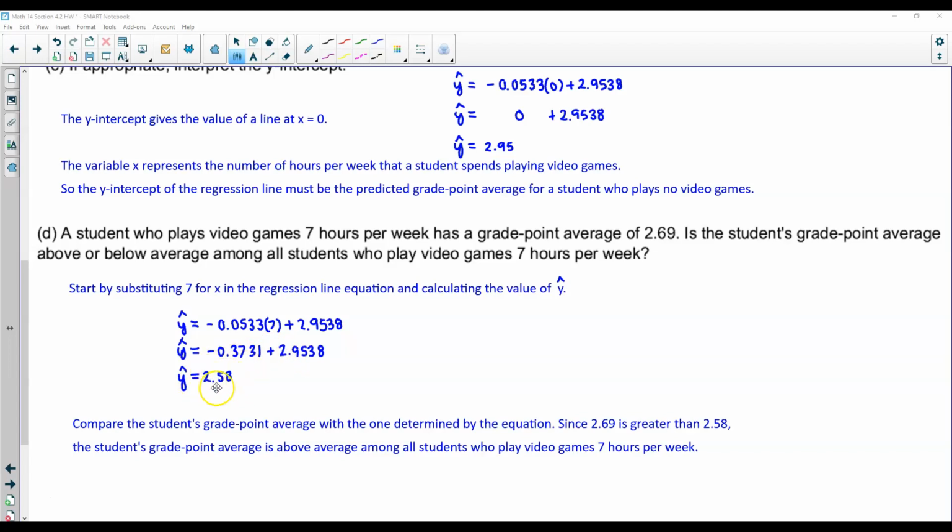Now we've got to compare this 2.58 number to the grade point average here of 2.69. So comparing the student's grade point average with the one determined by the equation, since 2.69 is greater than 2.58, the student's grade point average is above average among all students who play video games 7 hours per week.